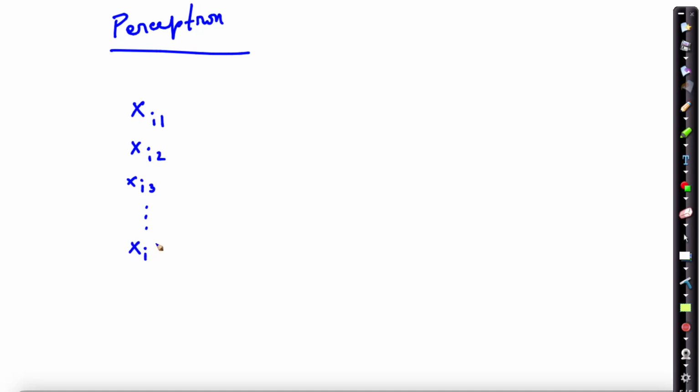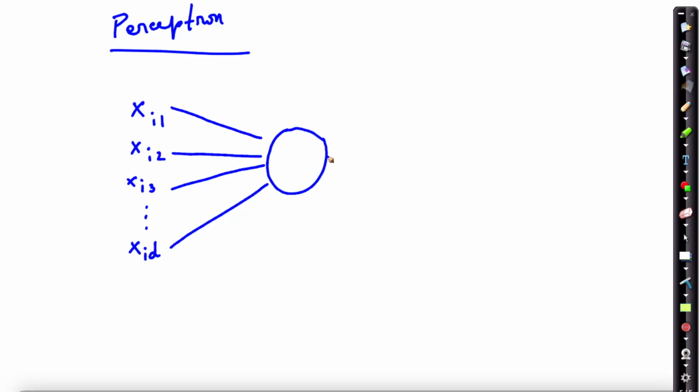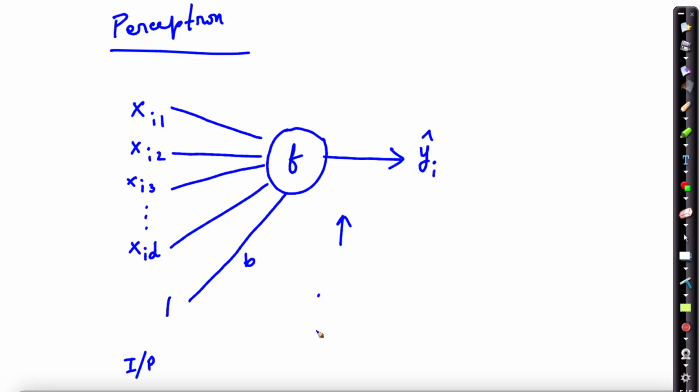and let's say xid, so x is a d-dimensional vector, and each of these has an edge to something called a neuron. Let us suppose this is f, and the output of it is the yi hat. What is b? Let us add another edge, let us call it b, and put a 1 as the input. This is the input layer, and this is the output layer.